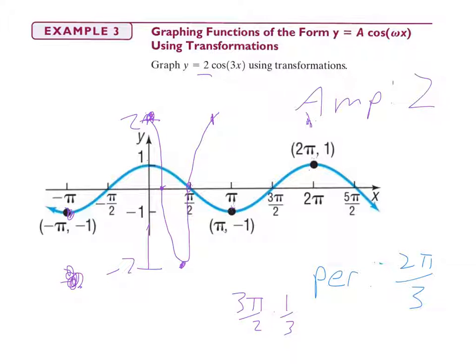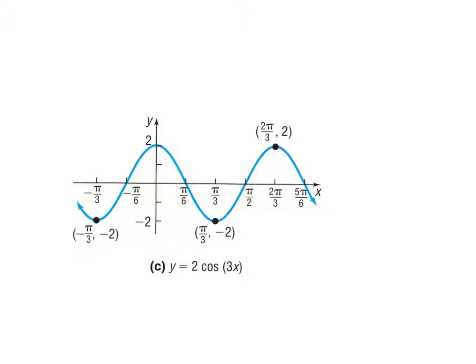Let me pull up a neat picture of what it would look like. Like what we said on the previous slide, instead of crossing the x-axis at pi over 2, we multiply by 1/3, so it crosses at pi over 6 like what we said. And instead of it being negative 2 at pi, it's now negative 2 at pi over 3. And instead of it being positive 2 at 2 pi, it's positive 2 at 2 pi over 3, like what we said.